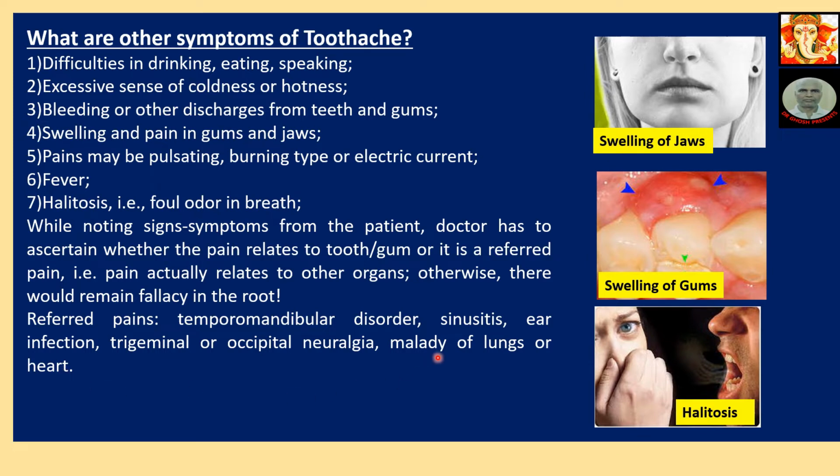So not only malady of lungs and heart, other things are also there which may not be directly related to tooth, such as temporomandibular joint disorder. Temporomandibular joint disorder means not tooth disorder. Sinusitis, different type. Ear infection, different type. Trigeminal occipital neuralgia, different type. But all these can cause referred pain of tooth. Some pictures, please note these things.